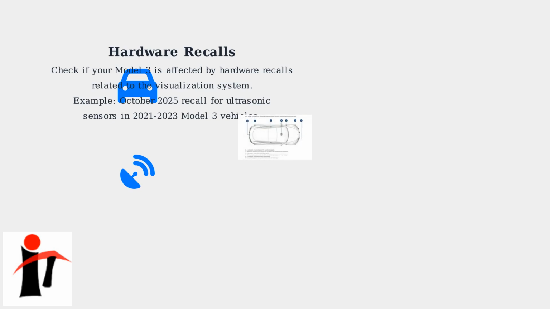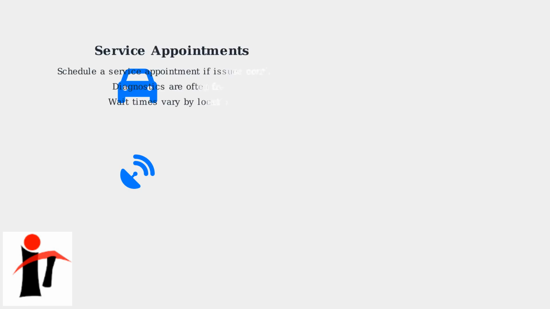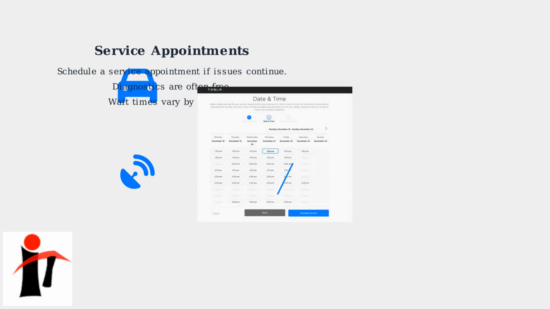Hardware recalls can address visualization issues in your Tesla Model 3. Check if your vehicle is affected by recalls related to the visualization system, such as the October 2025 recall for ultrasonic sensors in 2021-2023 models. If problems persist after checking for recalls, schedule a service appointment with Tesla. After service, your vehicle's performance can improve significantly. Tesla service centers provide expert help to resolve visualization problems.